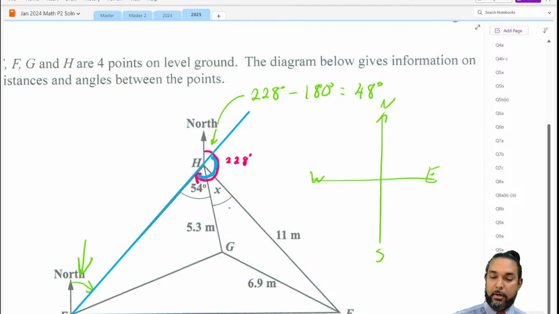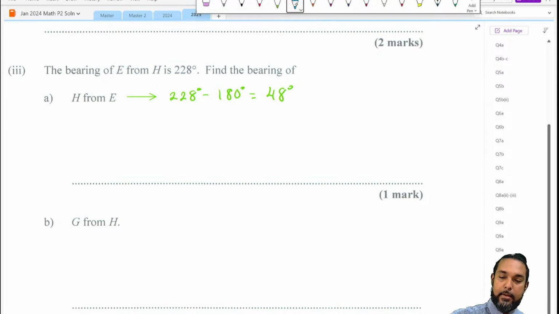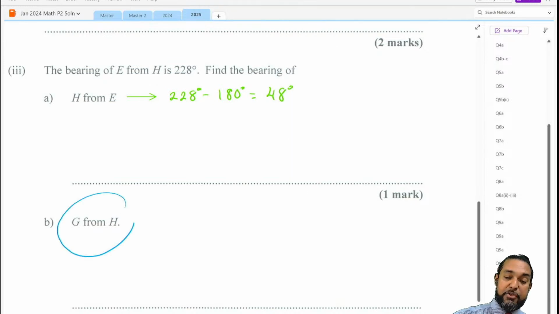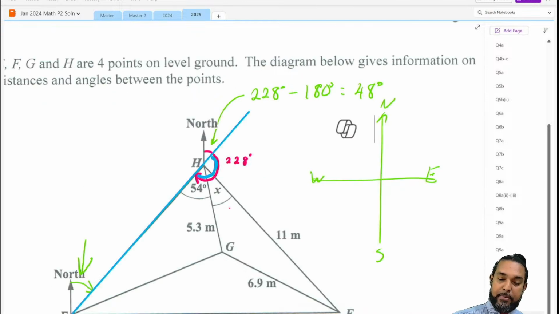Right, so the bearing of H from E is 48 degrees. And now the last thing they want is the bearing of G from H. And that's also 1 mark, so it can't be too much work. So they want the bearing of G from H.